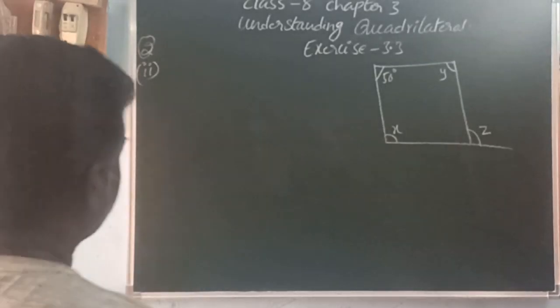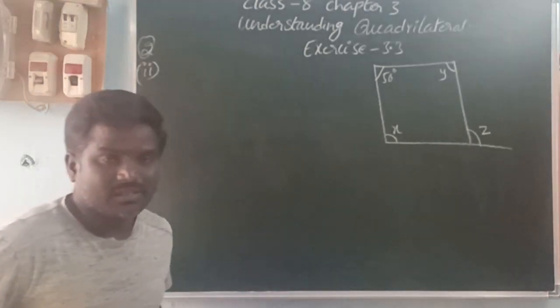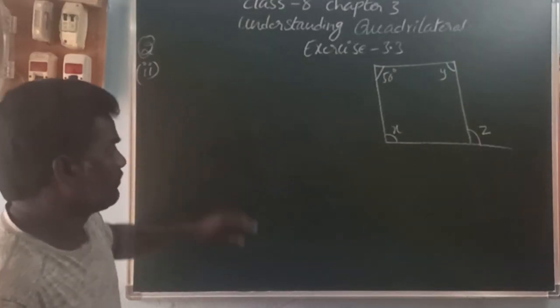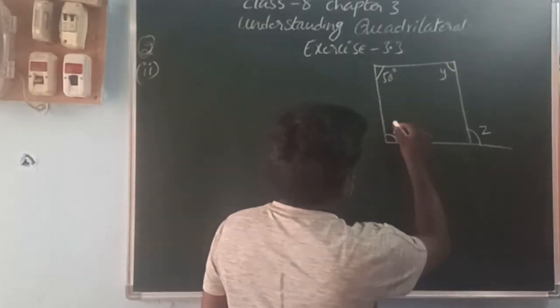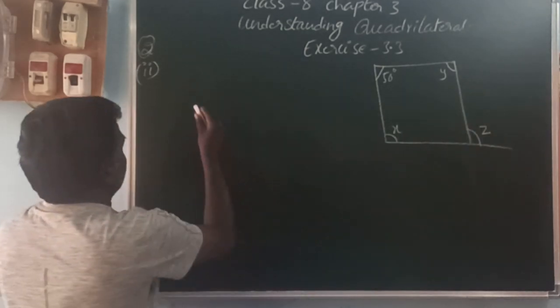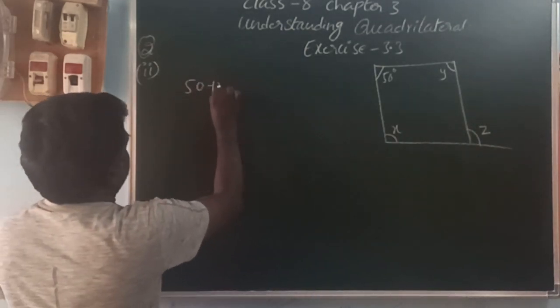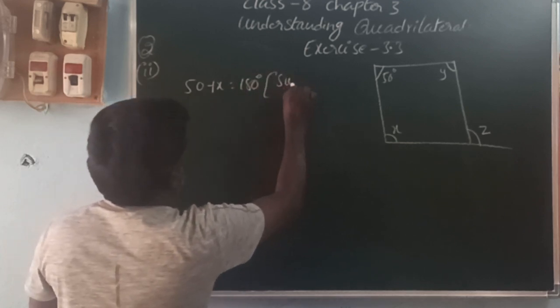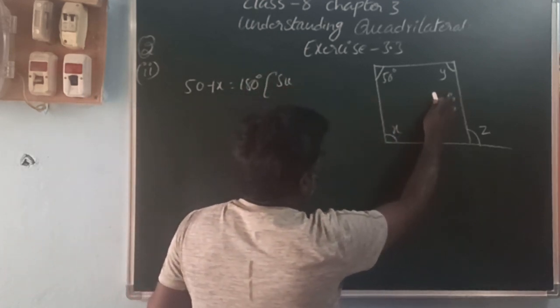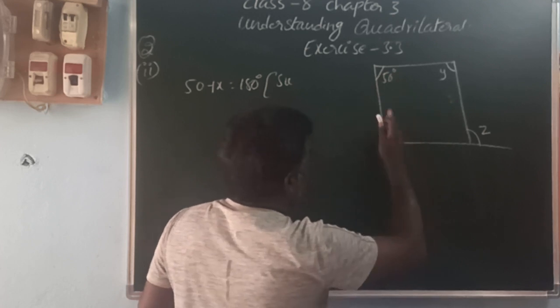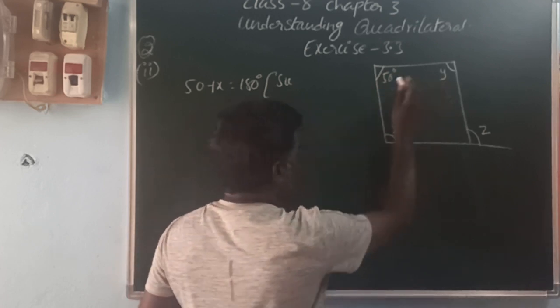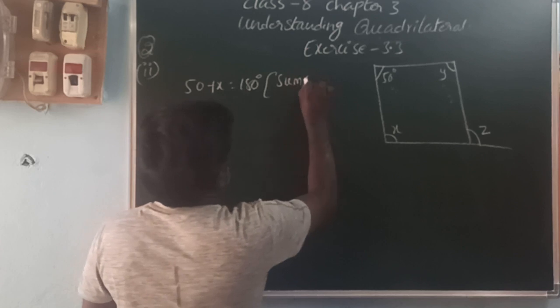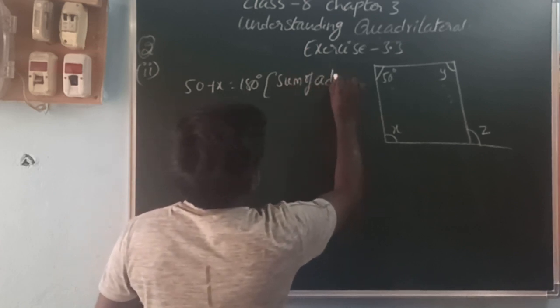Next, the second one in exercise 3.3. In this parallelogram, find x, y, z. Here 50 plus x is equal to 180. Why? Because it is a parallelogram, so these two are adjacent angles. The sum of adjacent angles is 180 degrees.